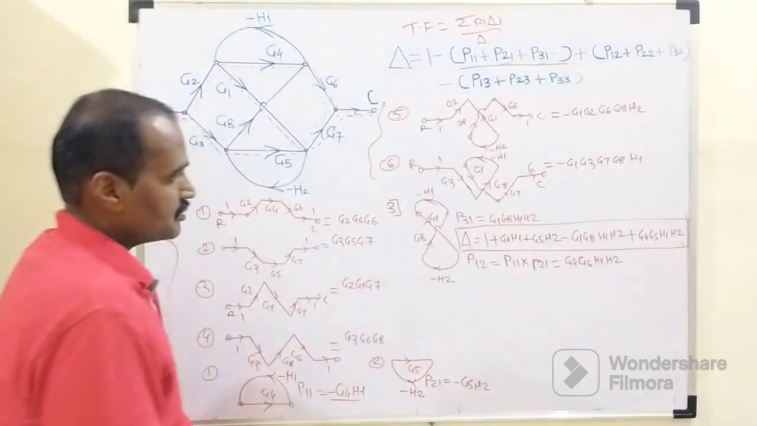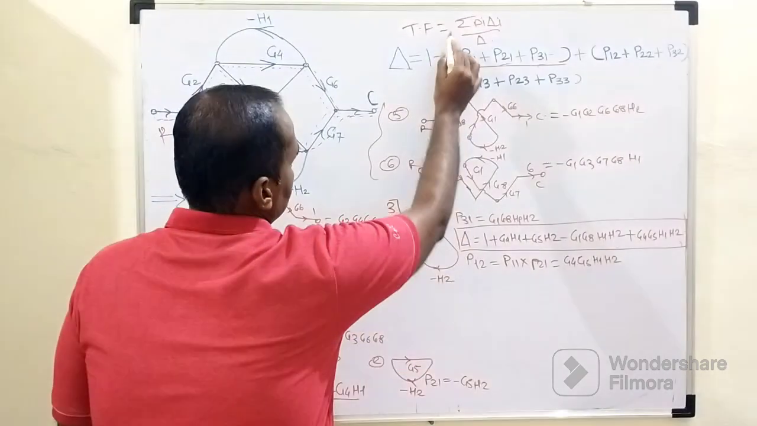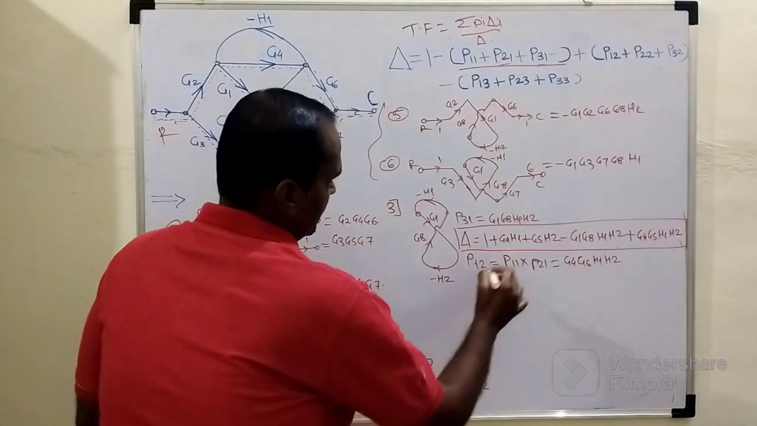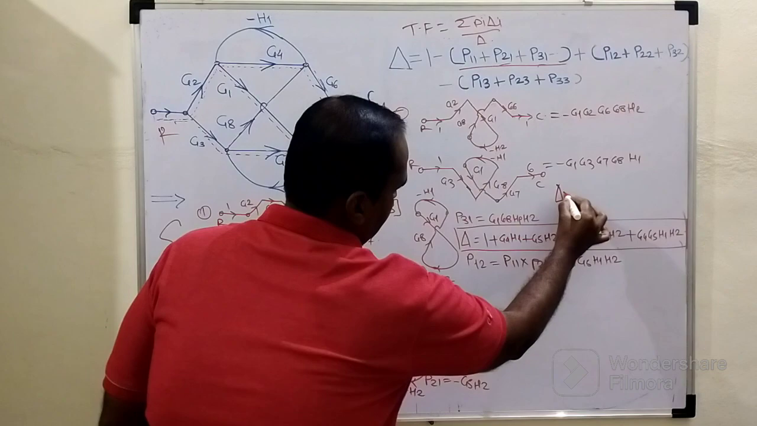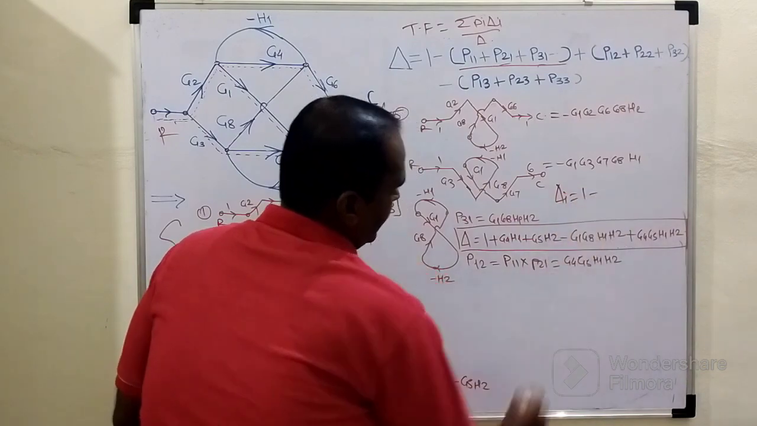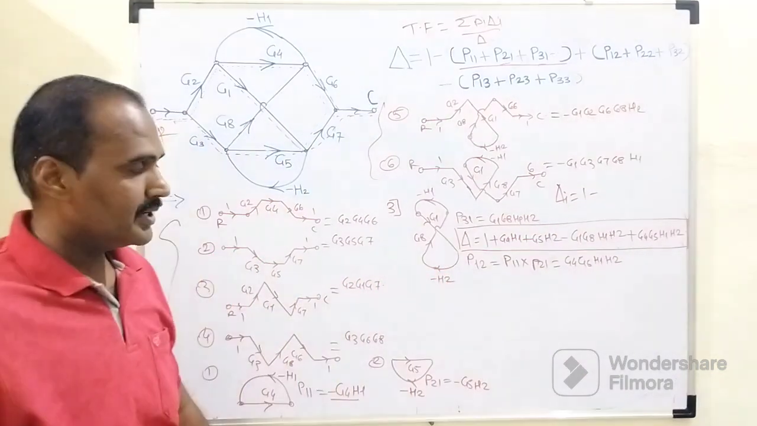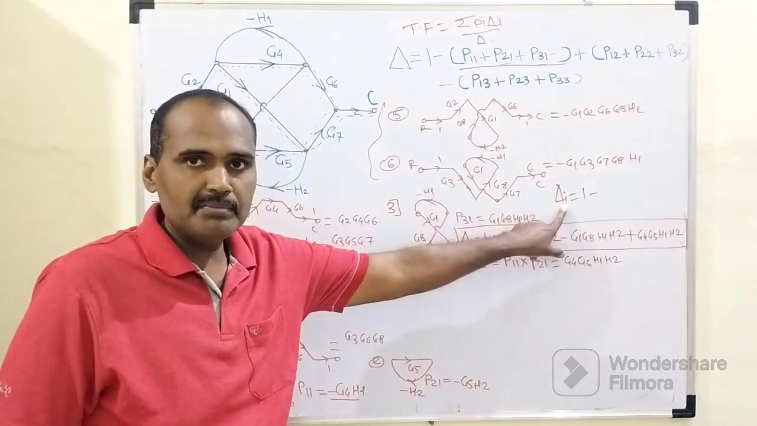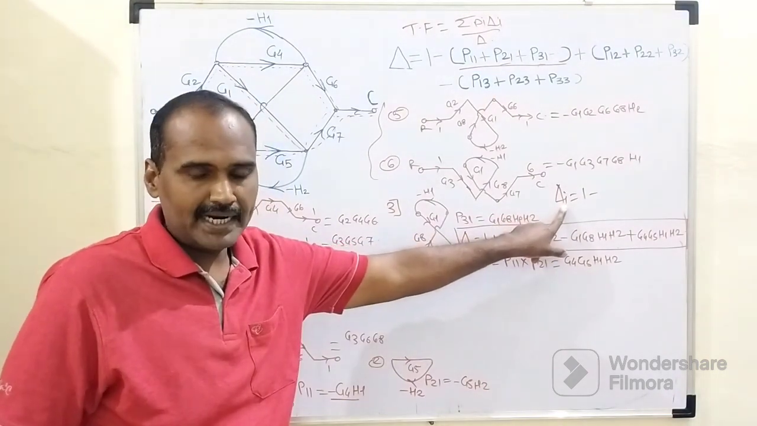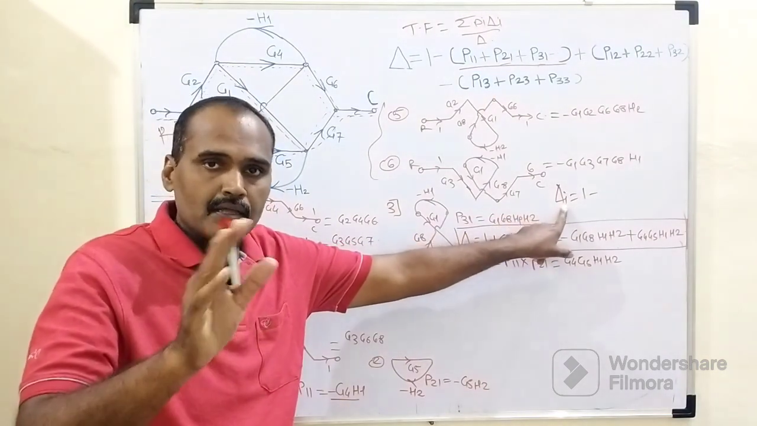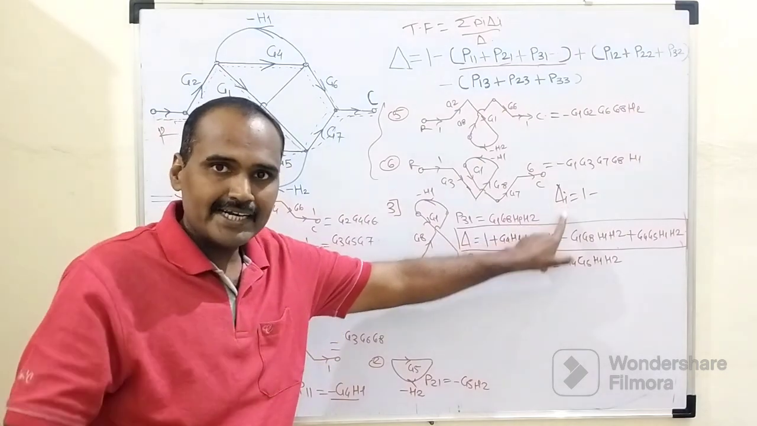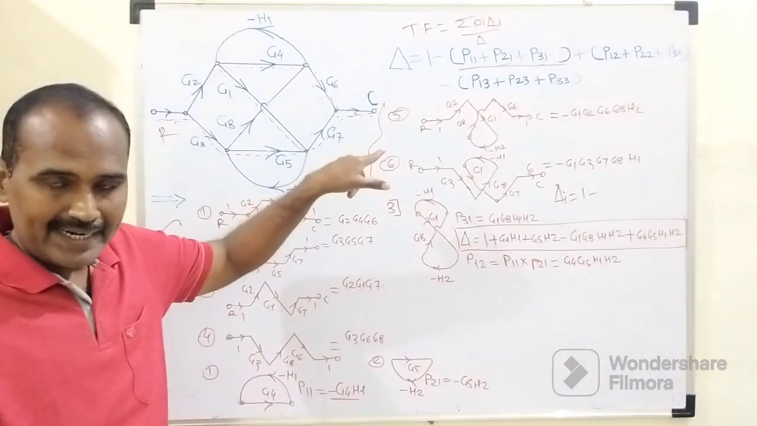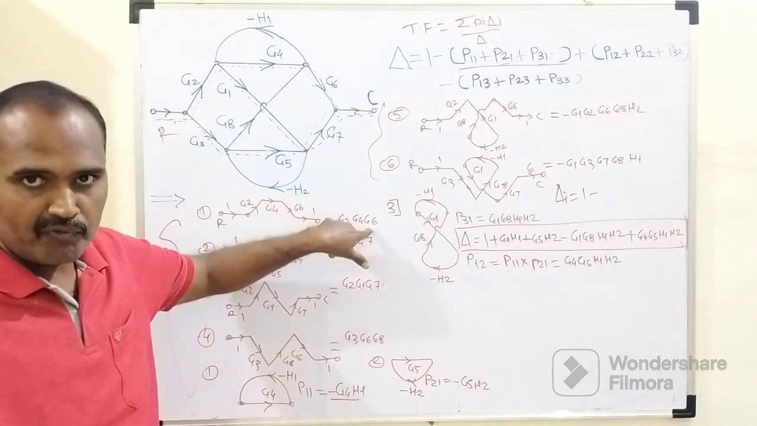Now the remaining thing, in order to complete this Mason's gain formula, is the parameter delta I. So delta I will be iterated for how many times? This delta I will be iterated for I-th number of times. That summation sign is being iterated for I-th number of times, equal to the number of forward paths.